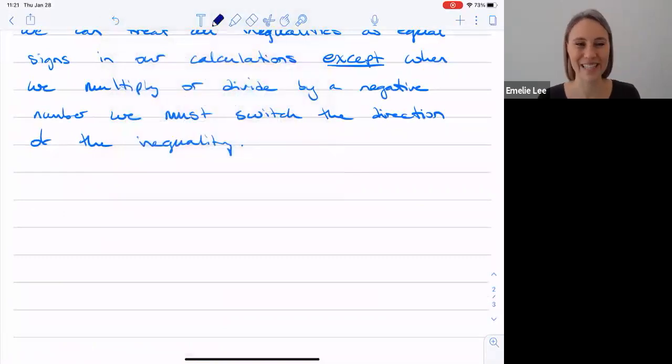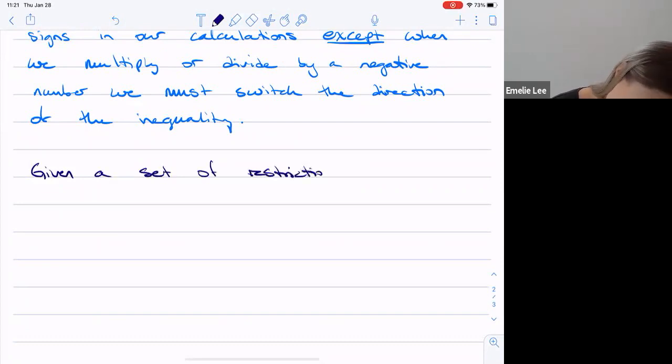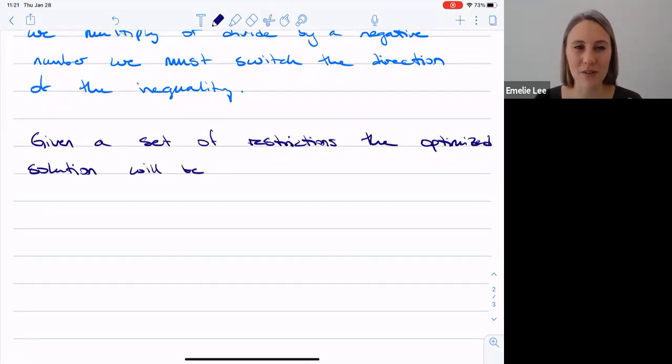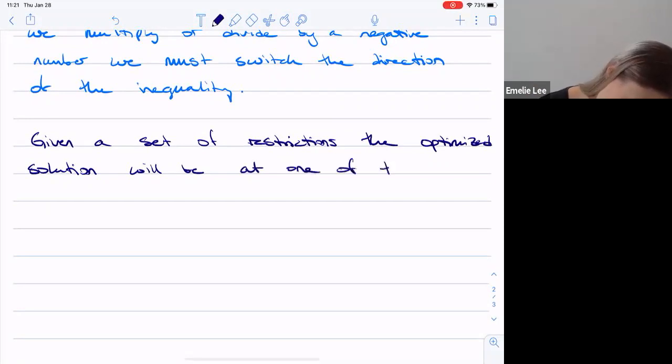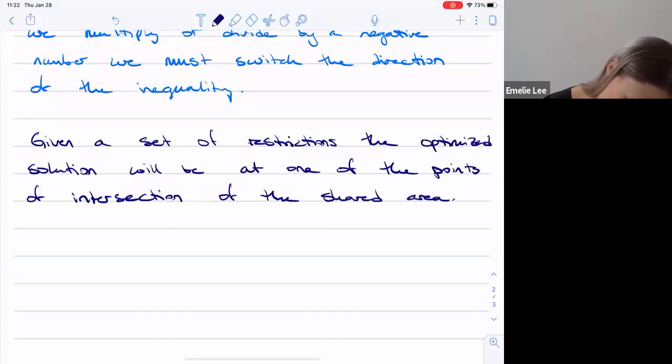Let me write that down. Given a set of restrictions, the optimized solution will be at one of the points of intersection of the shared area.